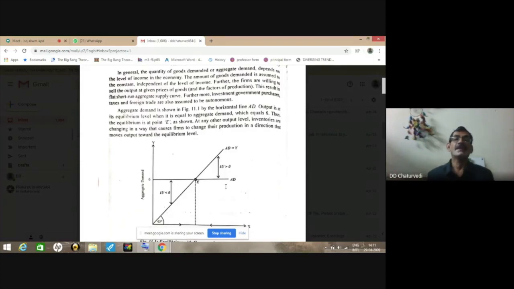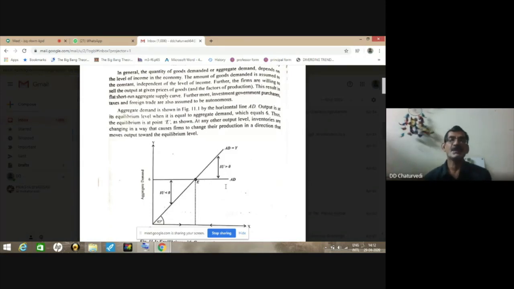As far as aggregate supply is concerned, it is making a 45-degree line with the x-axis. The point where aggregate demand and aggregate supply curve intersect each other will give us the equilibrium. Since at all equilibrium points, aggregate demand is equal to aggregate supply or aggregate demand is equal to Y. So on 45-degree line, you will find AD is equal to Y.